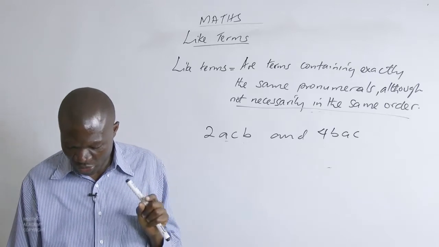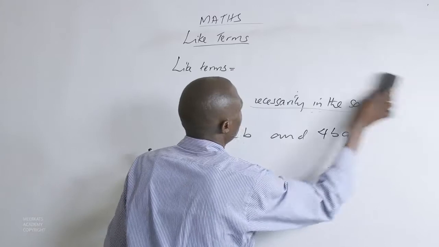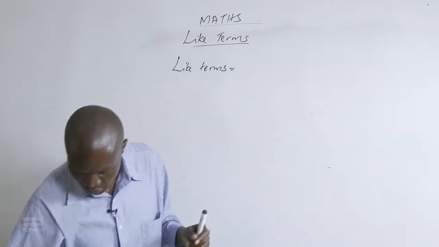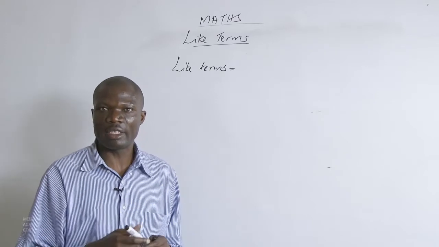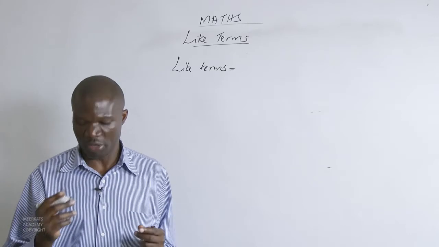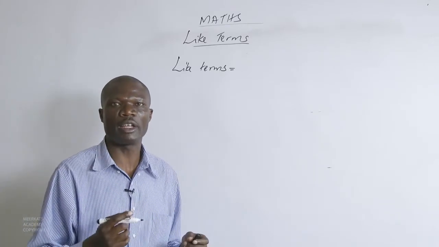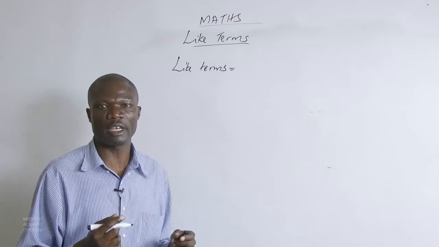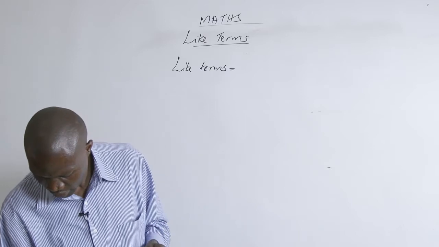So that is the first observation we need to make when we are talking about like terms. The next observation that is important is as follows. Like terms can be combined. We find that like terms can be combined. In this particular case, if we are to combine the like terms, how do we go about it?